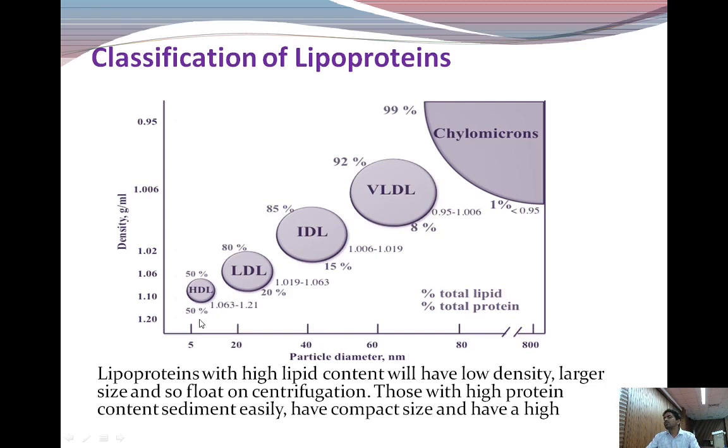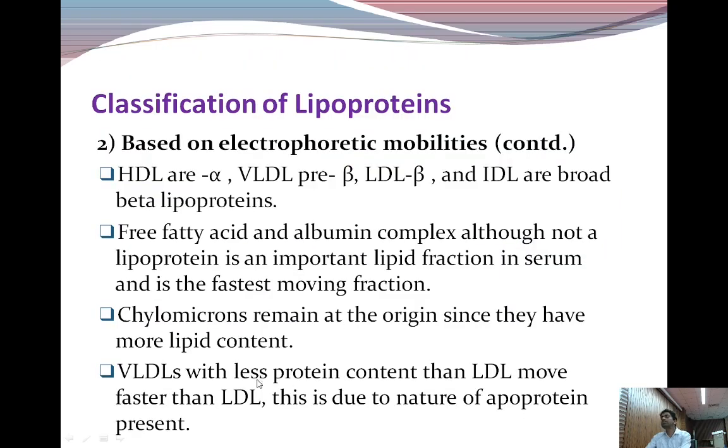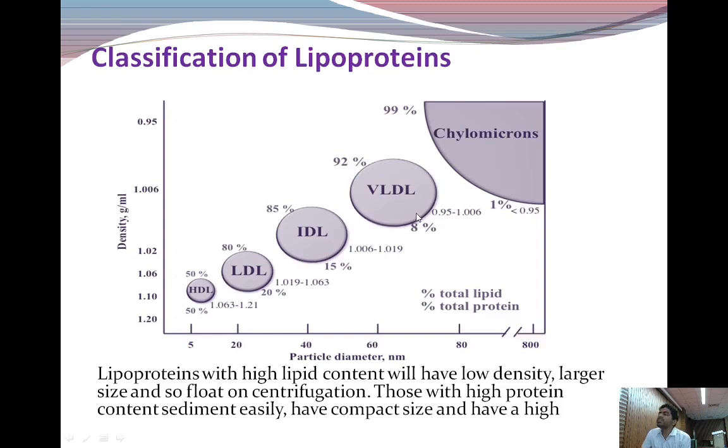So which will move the furthest? HDL, because it has the highest protein content. Then LDL, IDL, and VLDL. But one thing, if we read here, we'll see that VLDL has less protein content, right? You see, VLDL has less protein content, so ideally it should be behind, it should form a band after LDL.